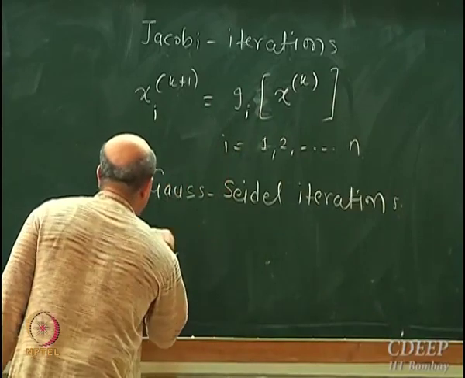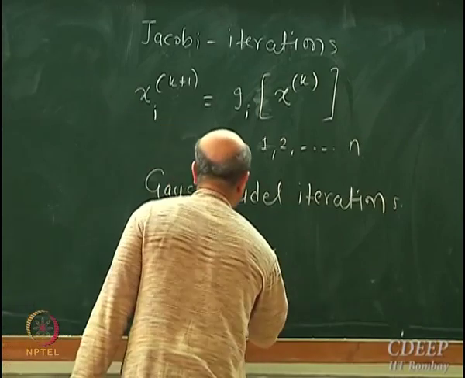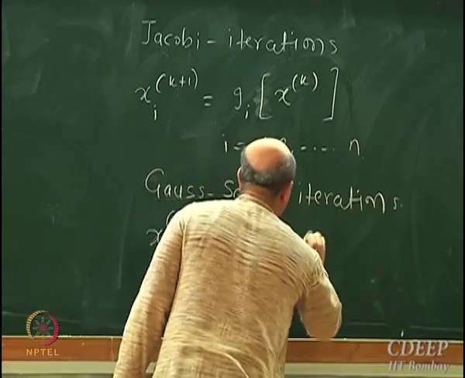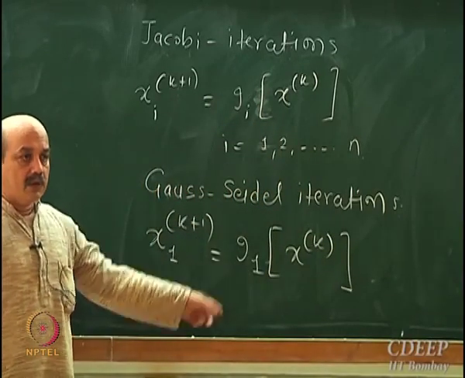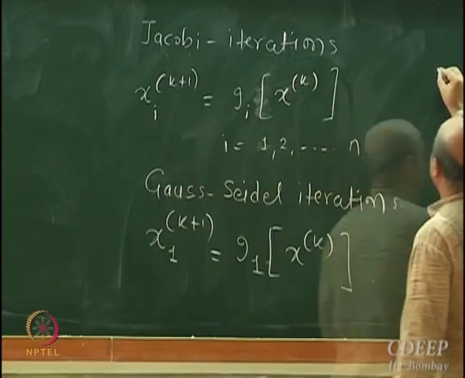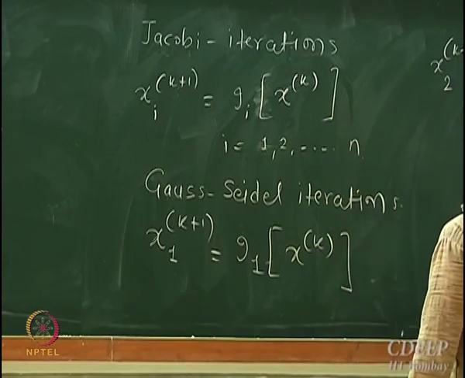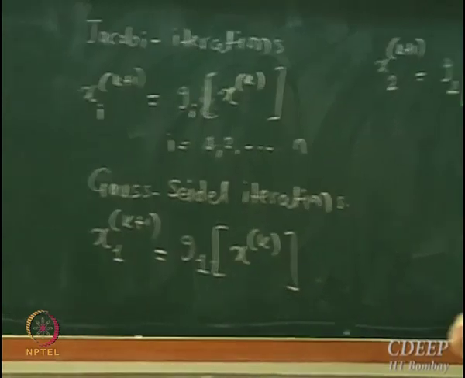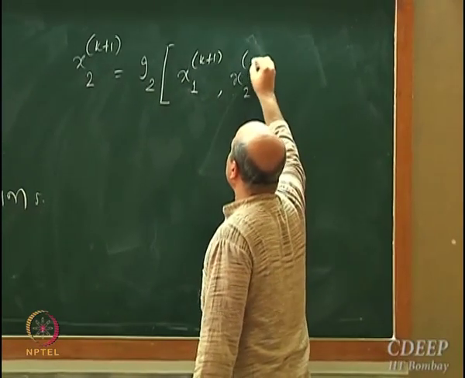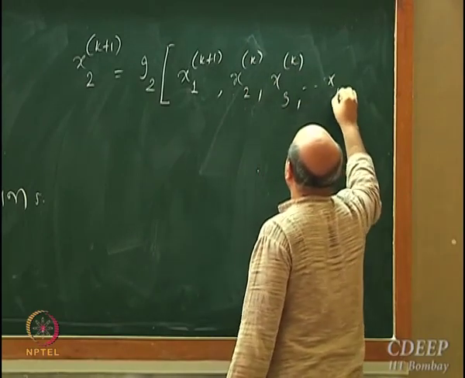So my first equation will be x1 k plus 1 is equal to g1 of xk. This is my first equation. My second equation, that is x2 k plus 1, will be g2. Now here I will use x1 k plus 1, and I will use x2k, x3k, up to xnk.